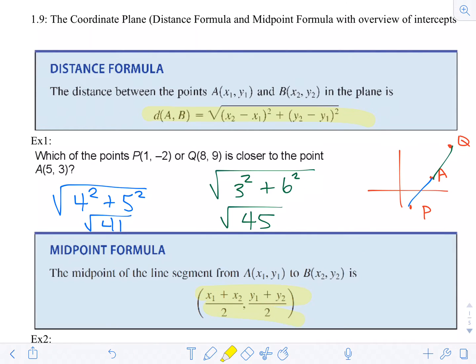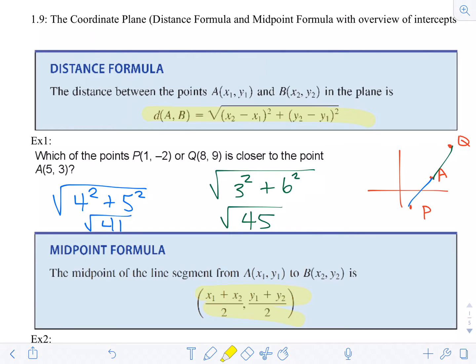The distance formula does come from the Pythagorean theorem, which I know I proved during class, so I don't have to do it again. Basically, when you're doing it, it's just going to find the distance between 2 points on a coordinate plane. In this example 1, it gives you 3 points, and you want to find out which is closer to point A. So what I'm doing is taking P and A and finding the distance between those two, and then taking Q and A and finding the distance between those two using the formula.